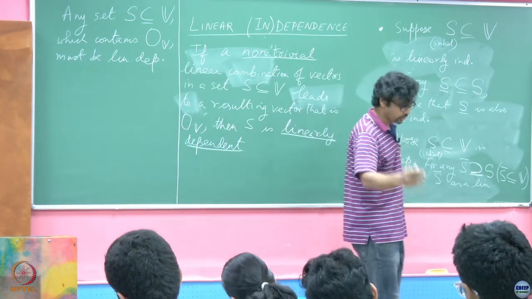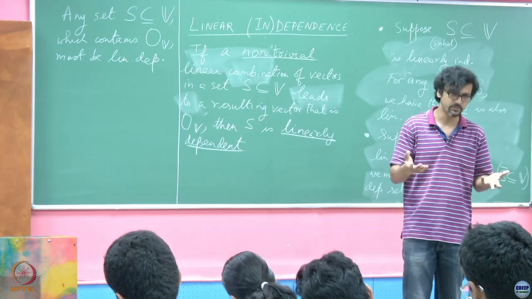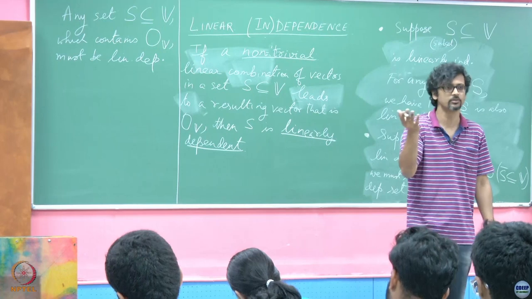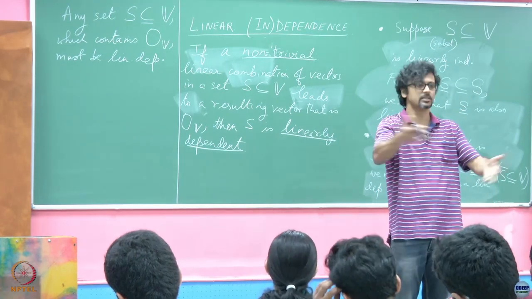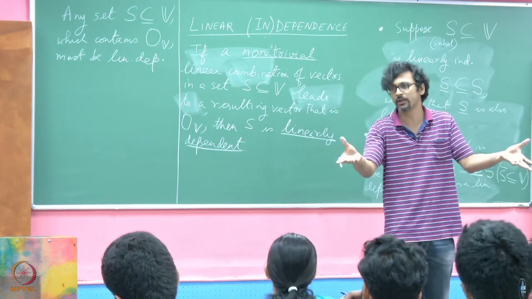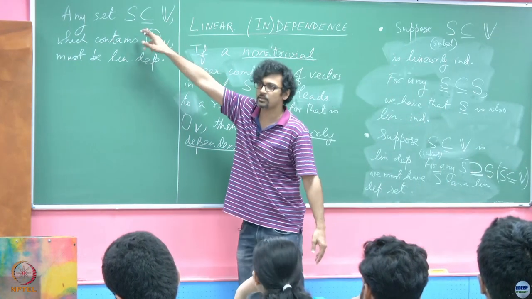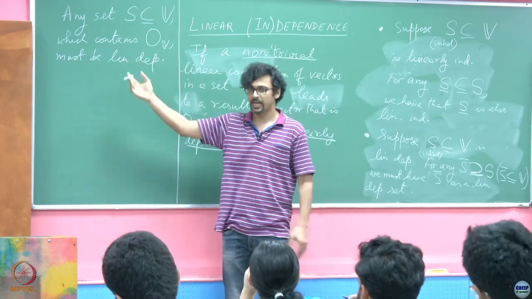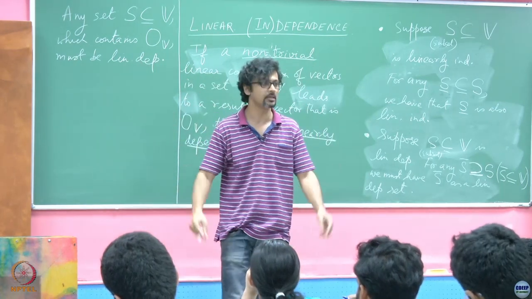a ready-made choice for a non-trivial linear combination is just attach some non-zero coefficient to the zero vector and attach a zero coefficient to all the other vectors. That is a non-trivial linear combination of fellows sitting inside S, which results in zero. So this must be true. Any set that contains zero can never be linearly independent.